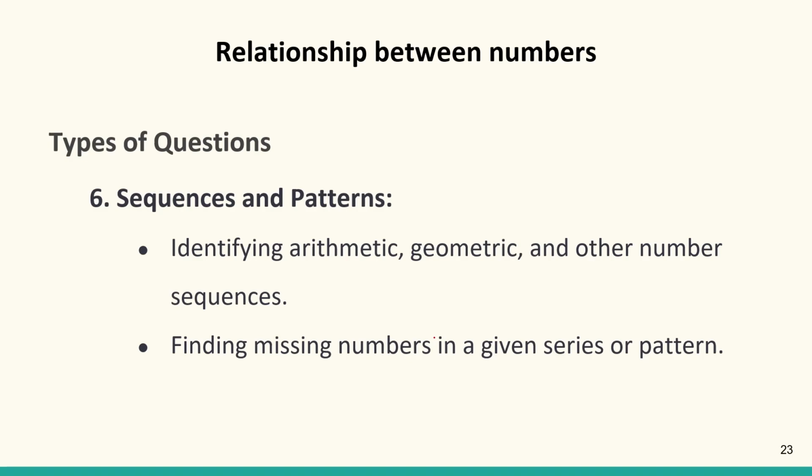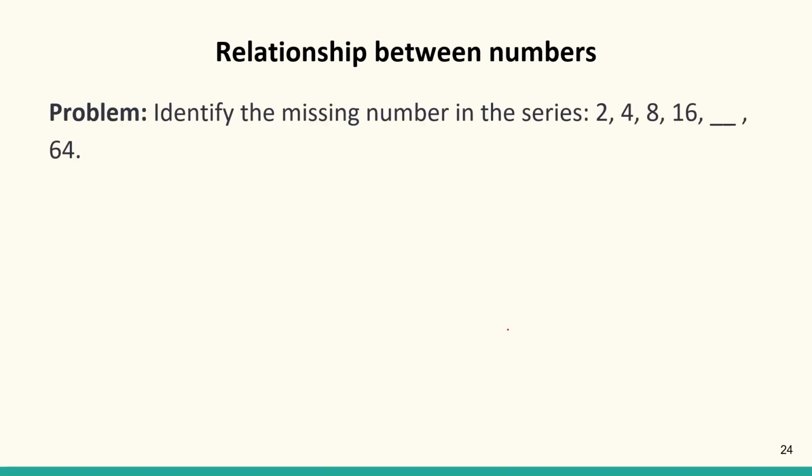So the sixth kind of question that is being asked is about sequences and patterns. It asks us to identify arithmetic, geometric or harmonic progressions, and find missing numbers in a given series or pattern. Here we are asked to identify the missing number in the series 2, 4, 8, 16 and then a missing term. Let's see the relationship between the first two.